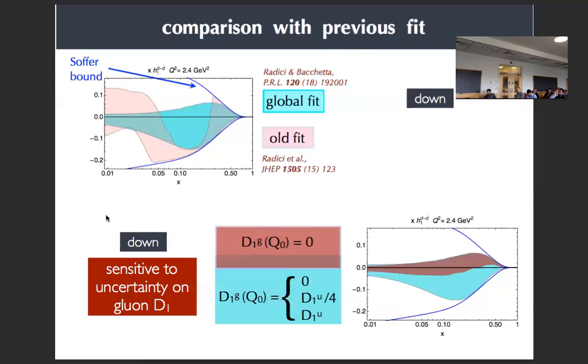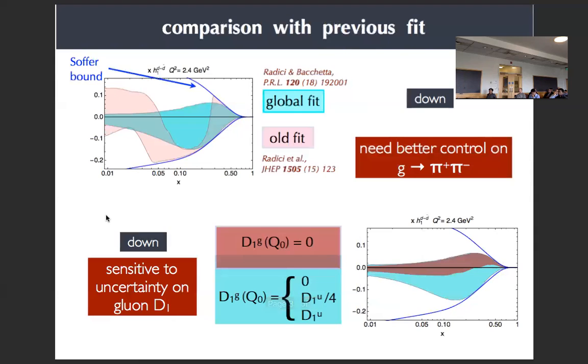Okay, and this happens because in proton-proton collisions, the gluon is there at leading order already, and the up and down quarks have the same weight. While in semi-inclusive DIS, the gluon enters only at next-to-leading order, and the up quark is weighted 8 times more than the down quark. So that's why the down quark is much more sensitive to what we do for the gluon. In any case, the message is that we have to do something to improve this channel because this affects our extraction a lot.